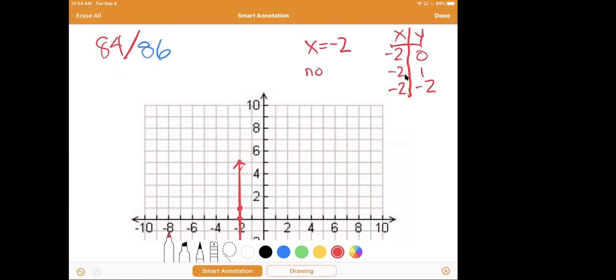And when we have a vertical line, oops, sorry. I don't know if you heard that noise or not. That was my iPad resting on my computer.